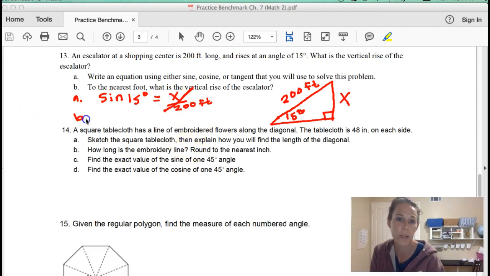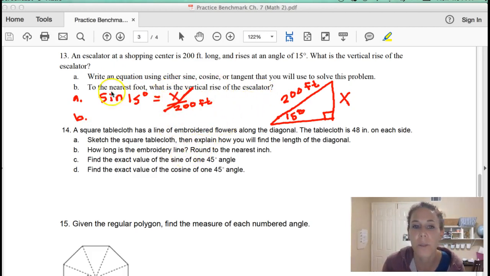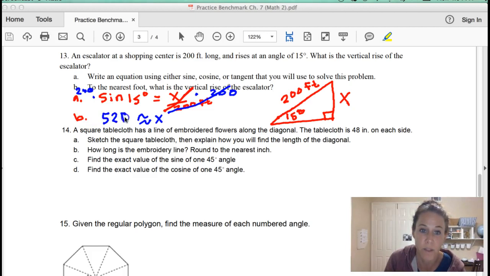All right, and then part B, to the nearest foot, what is the vertical rise of the escalator? So I'm solving for x, so I'm just going to plug in sine 15 on my calculator, and then I'm going to multiply both sides by 200 to get rid of that 200 off the denominator. Multiply both sides by 200 feet. And then that eliminates the denominator, and I'll get 200 sine 15 degrees equals x. And x is going to be an approximation, and you should get about 52 feet. And that's the vertical rise of that escalator right here, 52 feet.